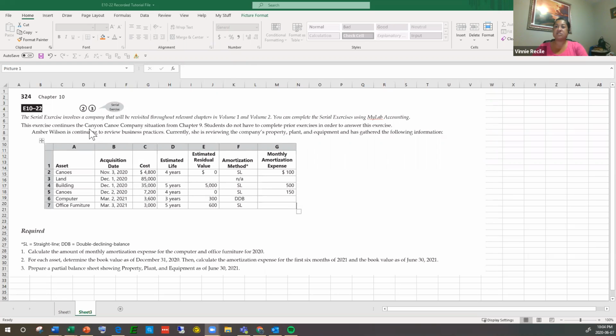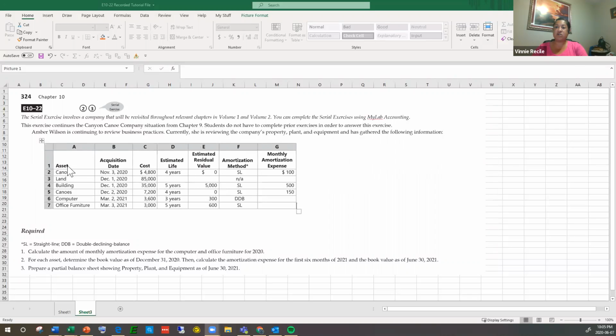This exercise continues with the Canyon Canoe Company situation from chapter 9. You don't have to complete the prior exercise, so just focus on this problem and the information that's listed here, and don't worry about previous information. Amber Wilson is continuing to review the business practices of this company. Currently, she's reviewing the company's property, plant, and equipment, and has gathered the following information.